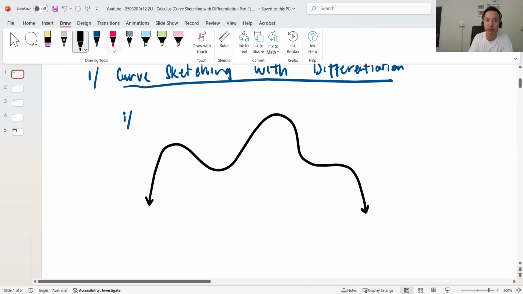Now, I want to label three key things. First thing is, every time we have a turning point or a stationary point where it goes sad face, happy face, sad face, those points there are called stationary points. They have a zero gradient. Let me label these points A, B, and C. So A, B, and C are stationary points.